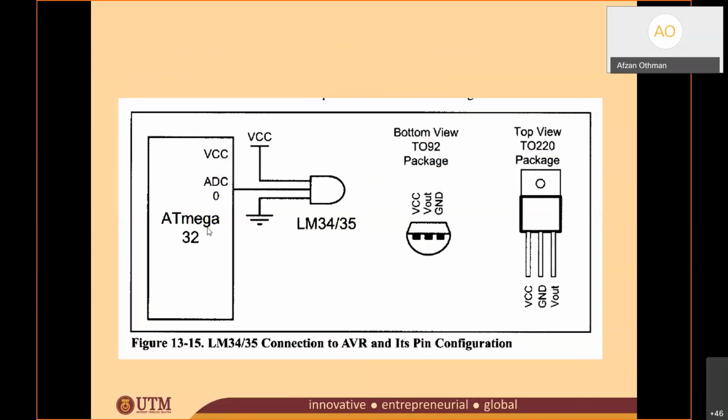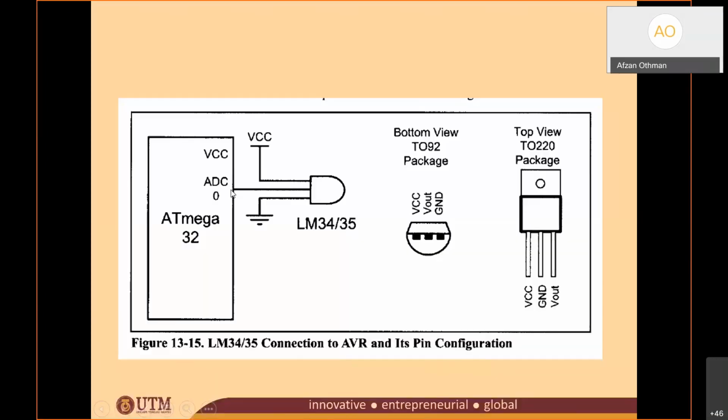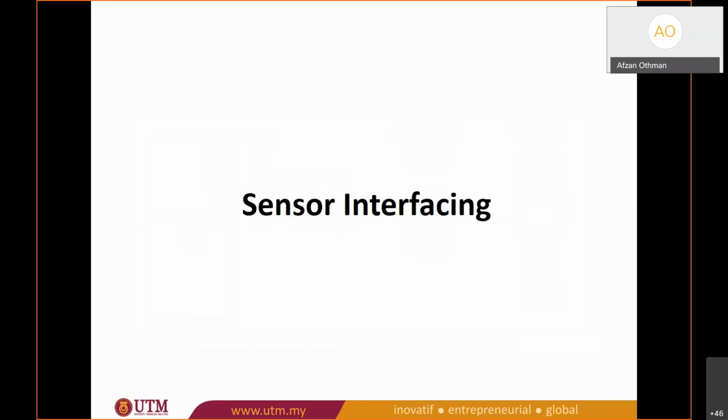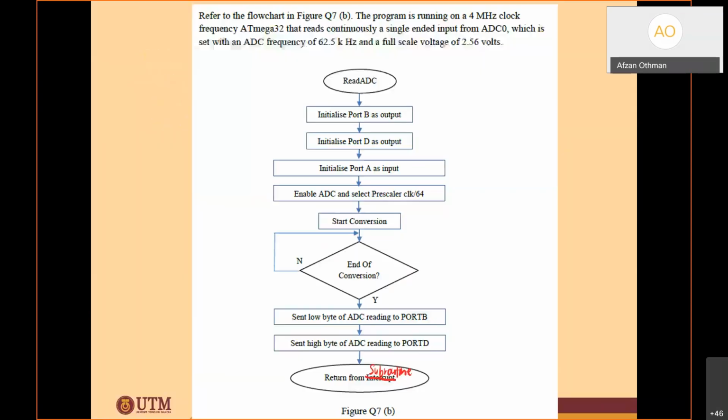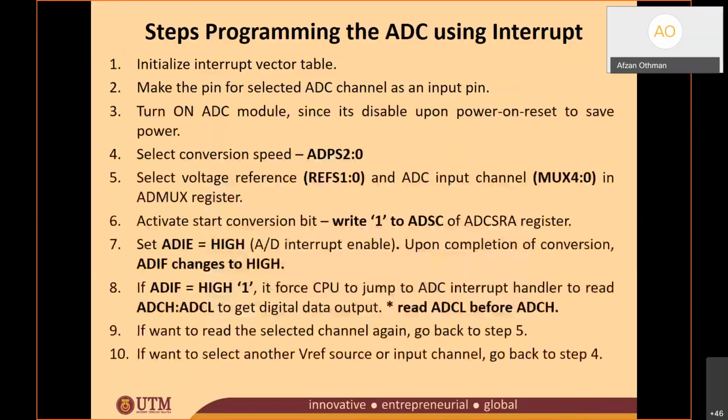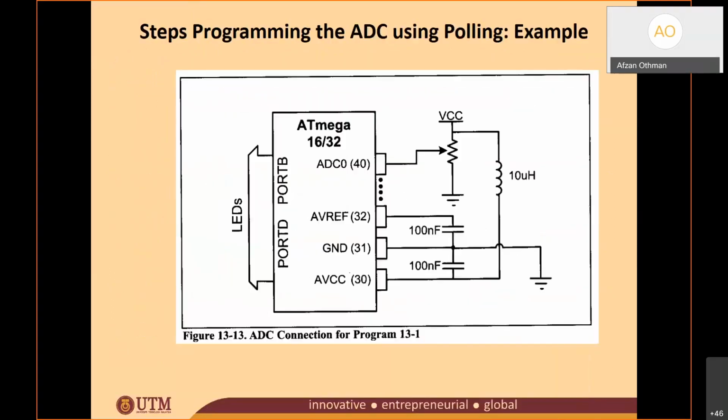So this is the connection. Here you have a sensor, which you connect to ADC channel 0. Sorry, that one is for sensor interfacing. Not that one. All right, so this one is the ADC connection for program 30.